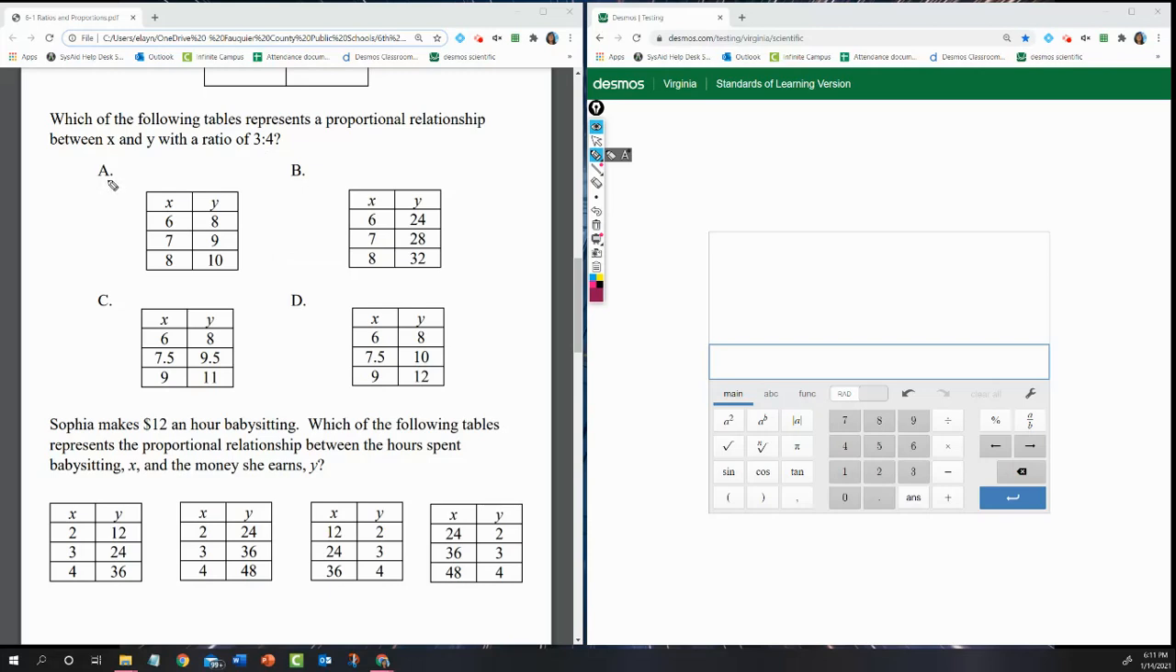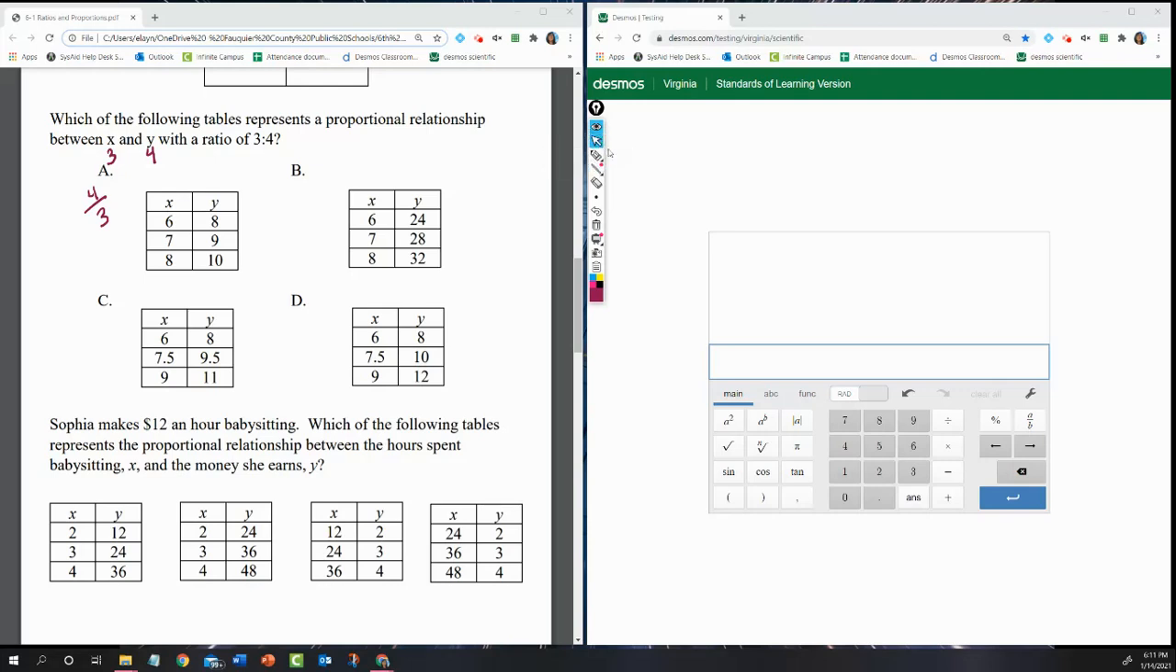It says, which of the following tables represents a proportional relationship between x and y with the ratio of 3 to 4? So that means that x is 3 and y is 4. When we use the variables x and y, we like to make the y be the numerator and the x be the denominator because we are referencing a coordinate plane. But the reason why we're going to set up our ratio this way is because we're going to actually divide to figure out what that relationship is.